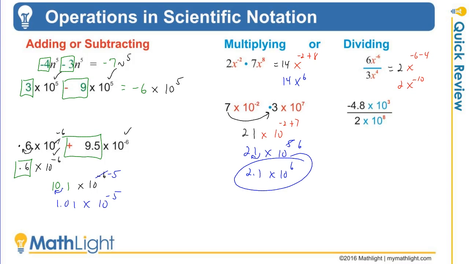Take the 2 and divide it into the -4.8. So let me do it below here. So -4.8 divided by 2 is -2.4 times 10. And what do you do to the exponents? You subtract them. 3 minus 8. Where do we end up? -2.4 times 10 to the -5th.